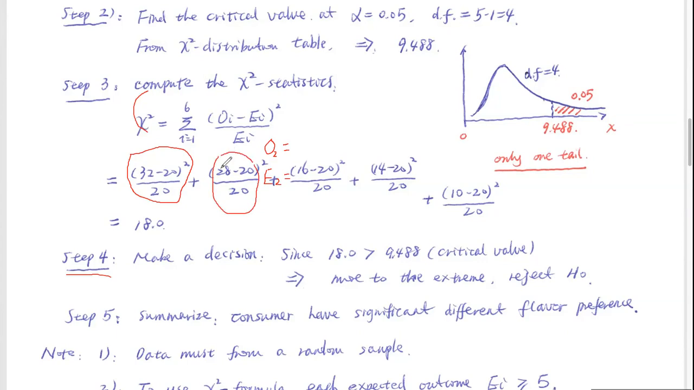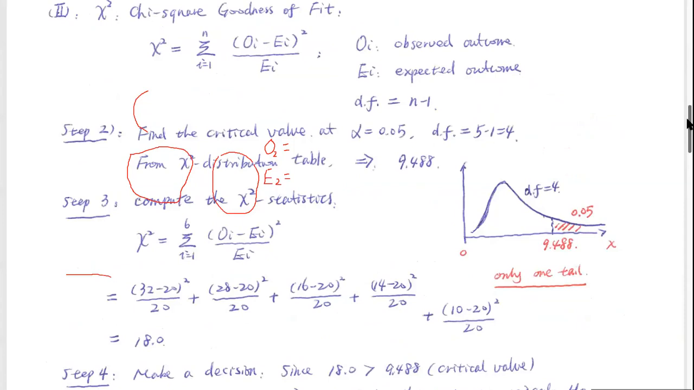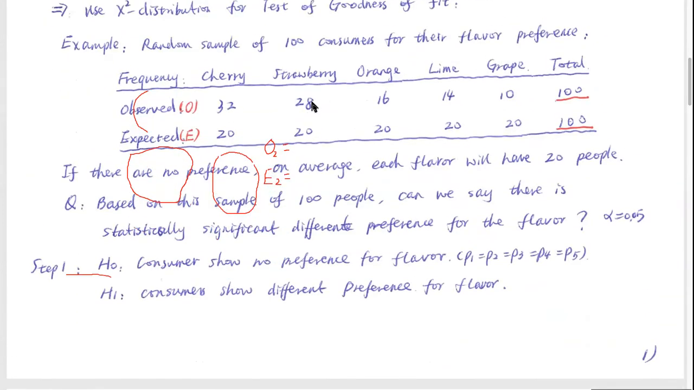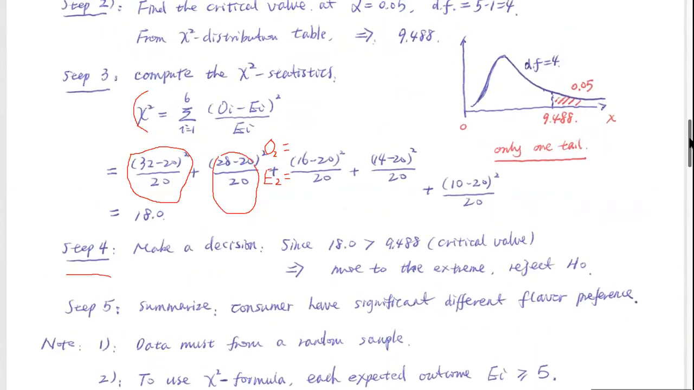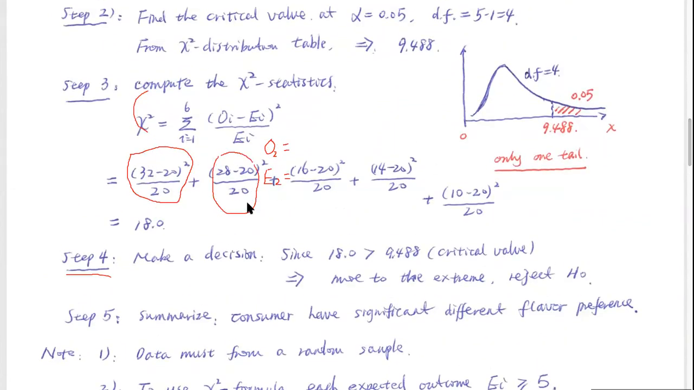So what's O2 minus E2 when i is equal to 2, squared? What's O2? We can check O2, that's observed, 28, minus 20. Is that 28 minus 20? Yes, divided by 20, which is the E2, squared. Similarly, for the third term, (O3 minus E3) squared divided by E3.